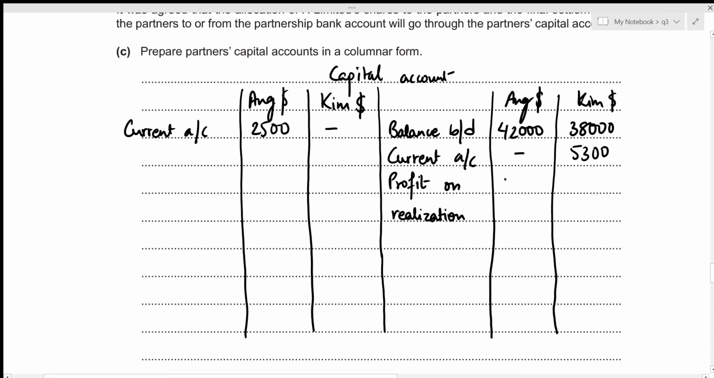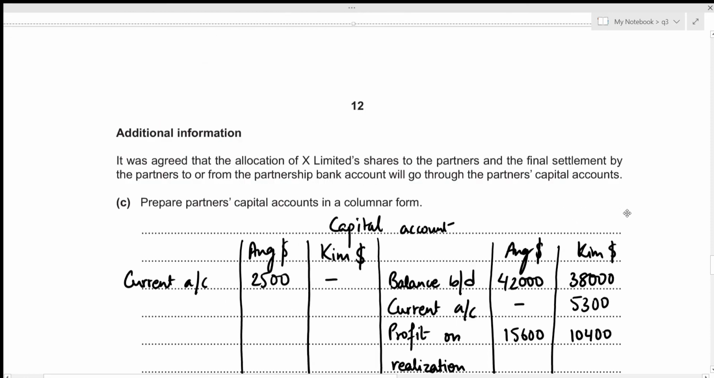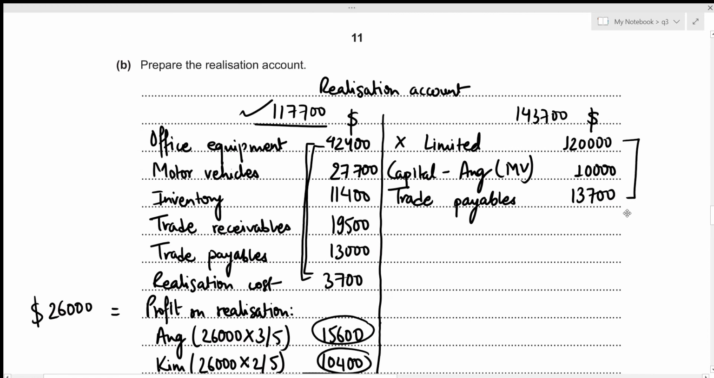For Ang, it was 15,600, and for Kim, it was 10,400. Then we also know that only one motor vehicle was taken over by X Limited, and the remaining motor vehicle was actually taken over by Ang, which we recorded in our realization account as well, right? So while taking over the motor vehicle, she definitely has to pay back to the partnership account, which means that she needs to pay this 10,000 back to the partnership. And this payment will definitely reduce her capital account balances.